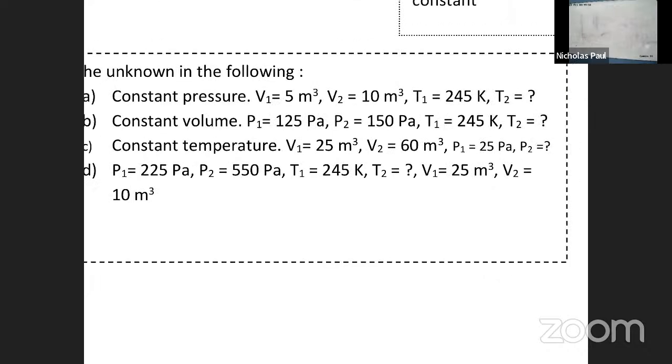What's the first one? What's the law you're going to use for the first one? Constant pressure. So which law are you using? Next one. Constant pressure. So which law is that? Charles' law. Next one. Constant volume. Which law is that? Pressure law. And the third one. Constant temperature. Boyle's law. And the last one, the general gas law. Take your time, use the formula and work it out after. Temperature must be in what? Temperature must be in Kelvin. Good.